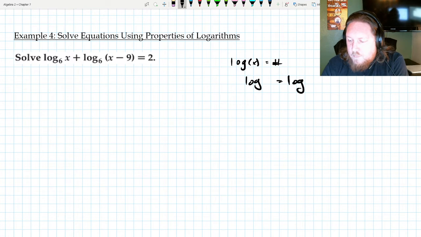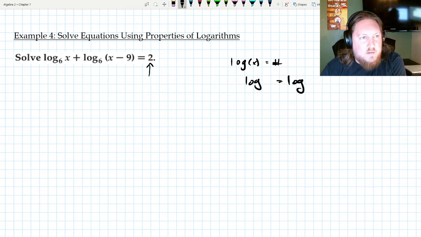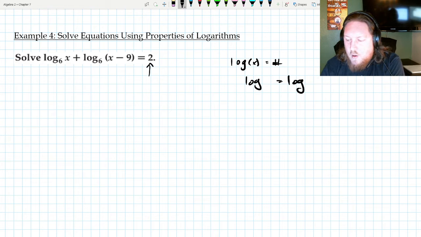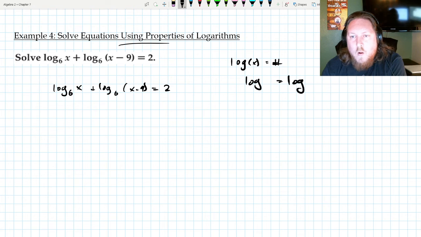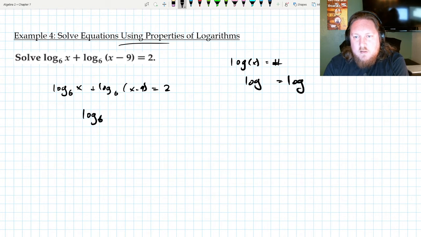In this problem, we're thrown off by there being a constant not involved in any logarithm. So what we have to do is use these properties that we know. Log base 6 of x plus log base 6 of x minus 9 equals 2. Well, what we know is if we're adding two logs of the same base, then it's the same as the product of their two inputs.